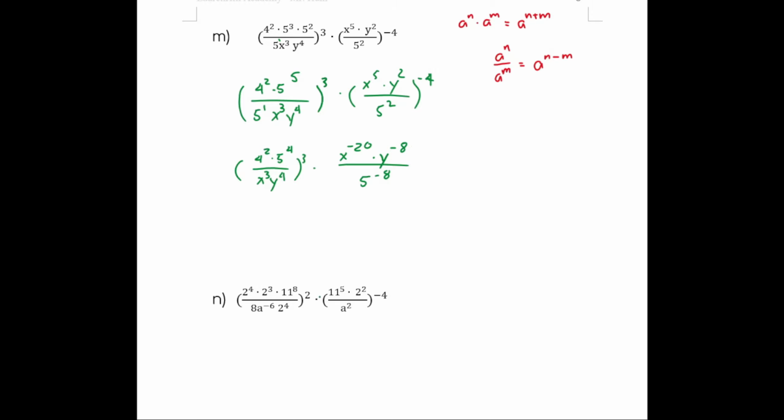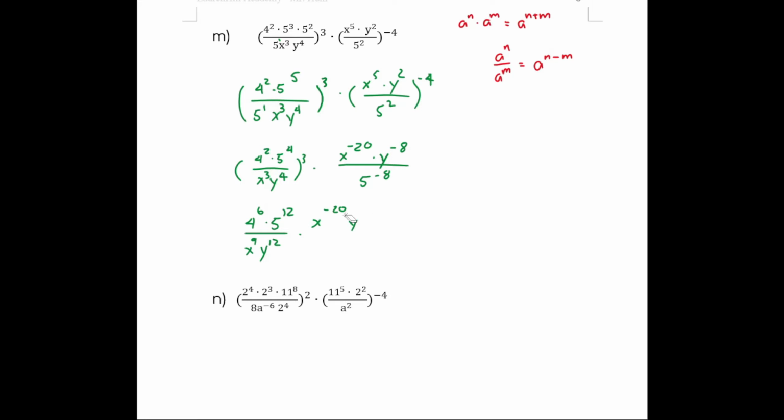Okay. Now, we can distribute this 3 because there's no addition, there's no subtraction in here, right? So we multiply all of the exponents by 3. So 4 to the 2 times 3 is 6, times 5 to the 4 times 3 is 12. Here we've got x to the 3 times 3 is 9, times y to the 4 times 3 is 12. And then here we've got x to the minus 20, y to the minus 8.